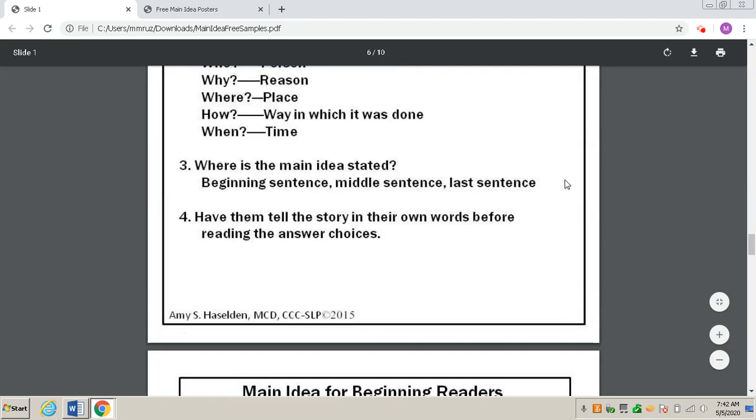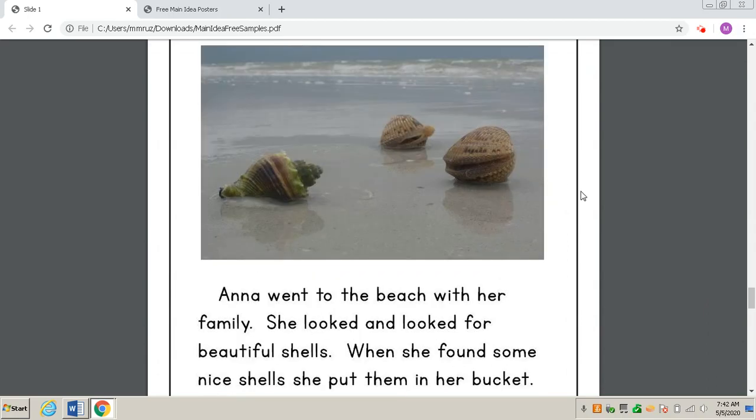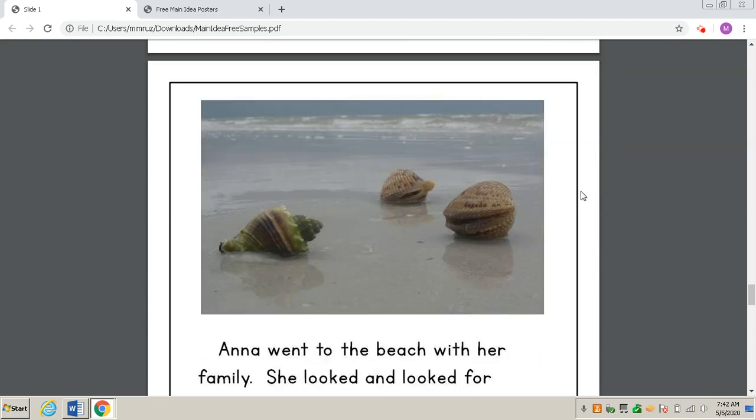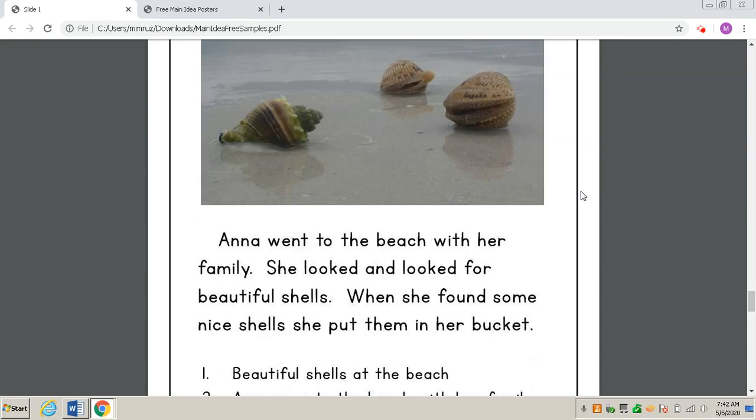All right, we're going to take it one step further here and we're going to read a short little passage and then we're going to see if we can figure out what the main idea of the passage is. Okay, so take a look at the picture first. Some big giant seashells there. All right, I'm going to let you read over this little passage really fast in your brain. I'll give you a few seconds.